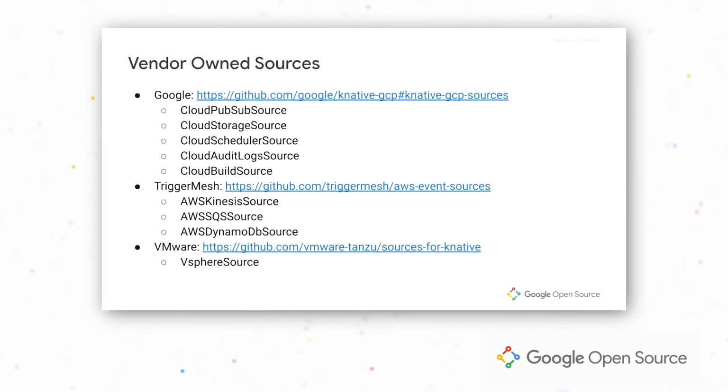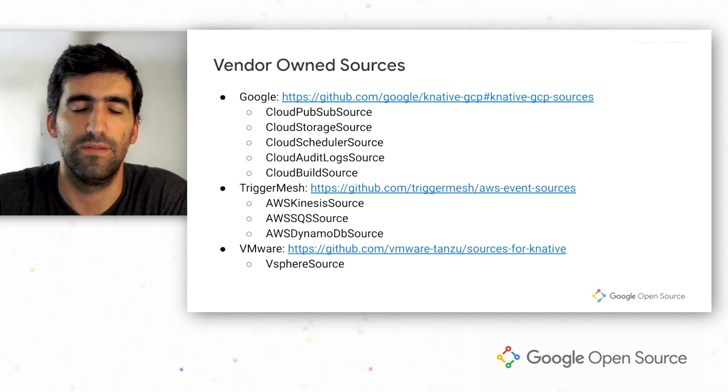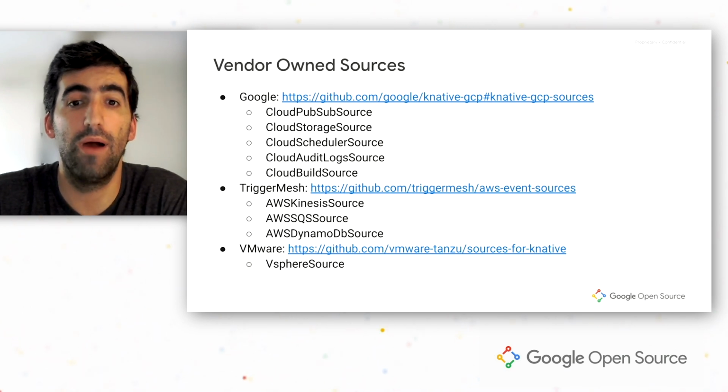Besides the core sources and the community-owned sources, we also have vendor-owned sources. In particular, we at Google have been creating Knative sources for GCP services. For example, we have the Cloud PubSub source, which will allow you to receive events whenever you publish a message into a PubSub topic.